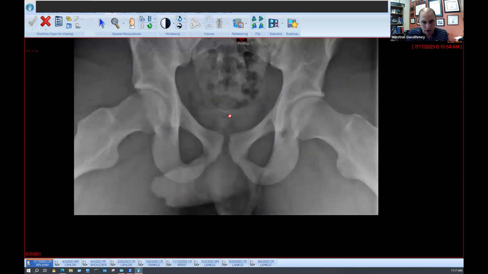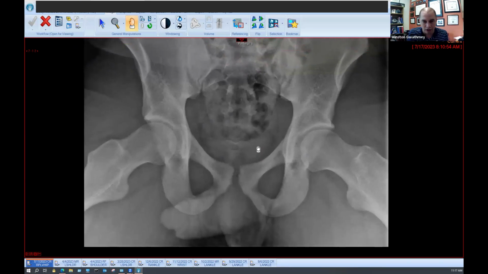Okay. So we're going to go now to the Dunn lateral. So this is a 45 bilateral, 45-degree Dunn lateral X-ray. I like to get both hips in the same field of view because it gives me a sense to compare the two.